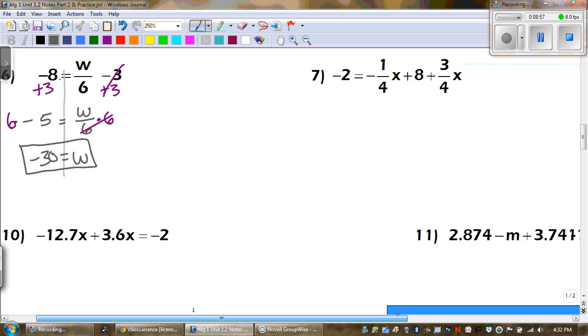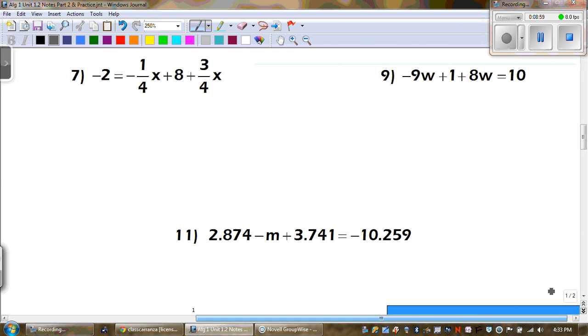All right, number 7. Now, do we have any like terms? Yes, we do. We have the negative 1/4 x and the 3/4 x. So off to the side, we're doing negative 1/4 plus 3 over 4. They already have the same denominator, and negative 1 plus 3 is 2.